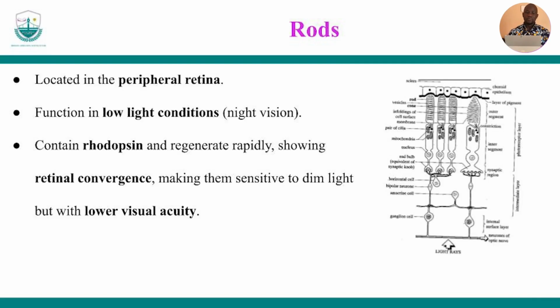The rods, for them, they are located in the periphery of the retina. That is one, not centrally. Okay, they are around the edges or the periphery. Very good when you have low light, and they contain rhodopsin instead of iodopsin that is contained in the cones.